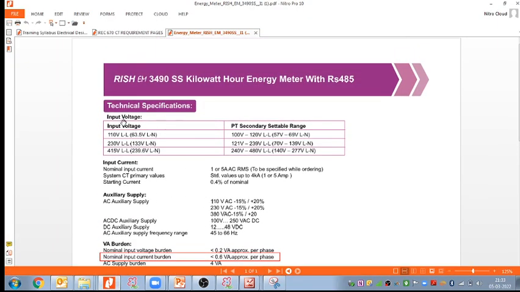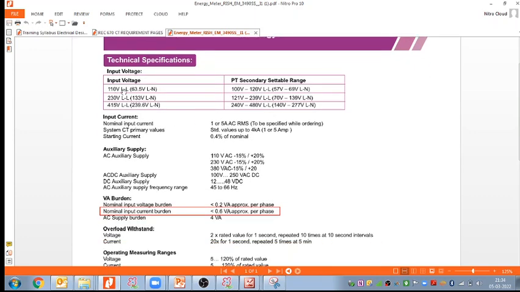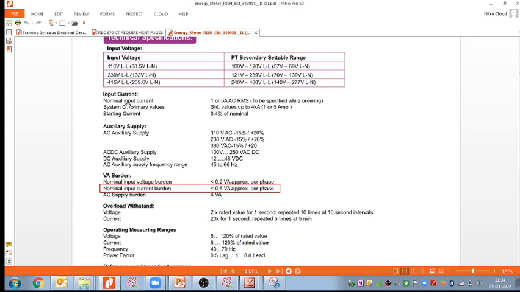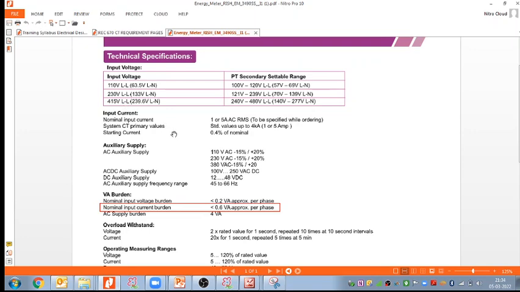So we have to go to the technical specification of the catalog, and we can see the input voltage. This input voltage is just to power up the instrument. This is not supplied by the CT. For this we take another SMPS or any DC or AC voltage, and through that we power up this energy meter. But to this energy meter, the input current is 1 or 5 ampere AC RMS. So these two inputs are for the auxiliary supply, to power up the instrument.